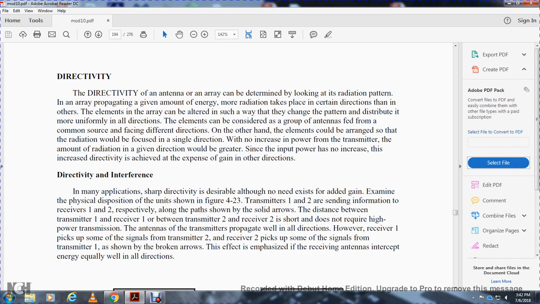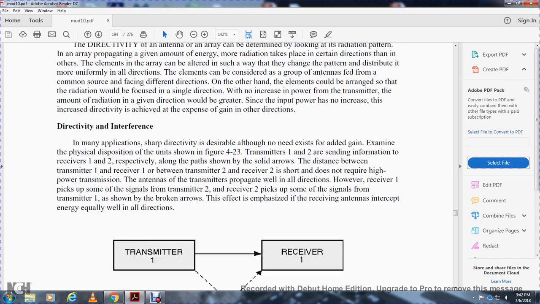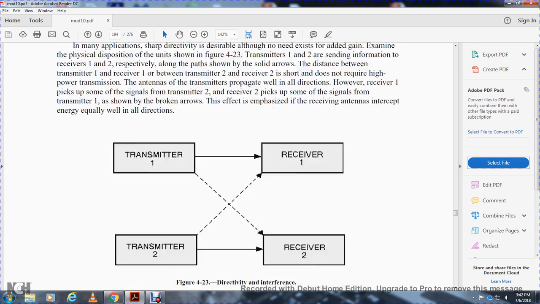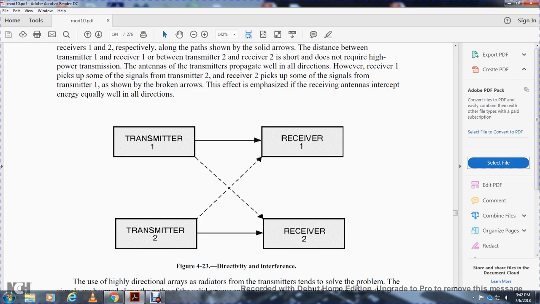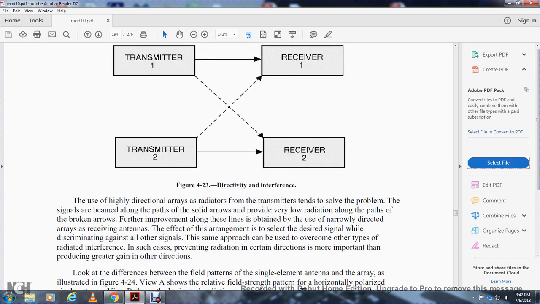The antenna transmitter propagates well in its direction. However, receiver 1 picks up some of the signal from transmitter 2, and receiver 2 picks up some of the signal from transmitter 1, shown with the broken arrows, due to the effect of the receiving antennas intercepting energy equally well in all directions. Transmitter 1, receiver 1, transmitter 2, receiver 2.